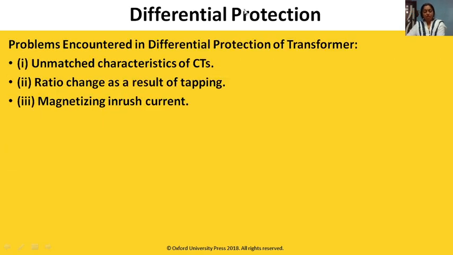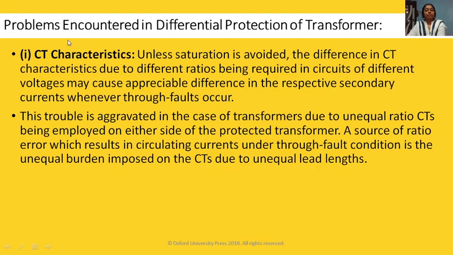Now we'll see what are the different problems encountered in the differential protection of transformer. First is unmatched or mismatched characteristics of CT. Second is ratio change as a result of tap changing. As power transformers have tap changing, we have different tappings given on the transformer to change the current. Third is the magnetizing inrush current problem.